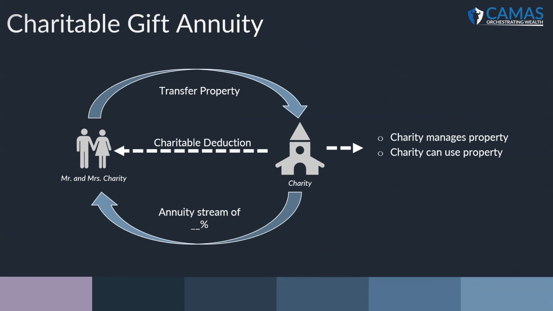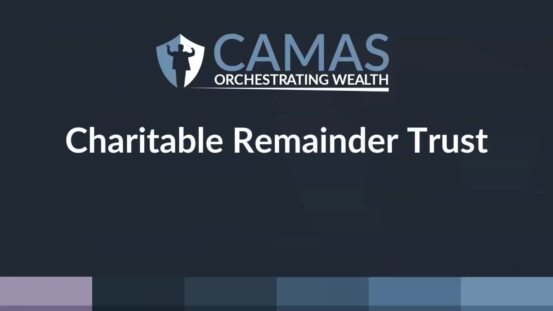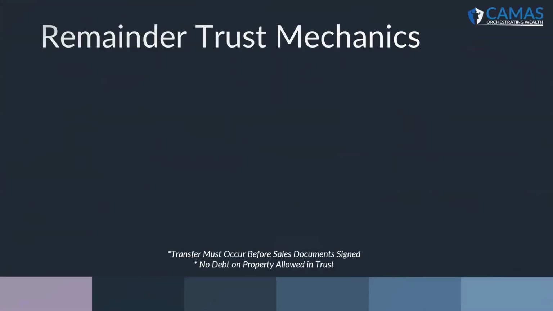back to our client. Now, the client's not going to get a 100% deduction, but if they need extra money for retirement, this allows them to transfer an apartment complex to the charity. The charity can sell it tax-free and pay that stream of income back to our client for the rest of their life. So now, the next thing we'll look at is a charitable remainder trust.